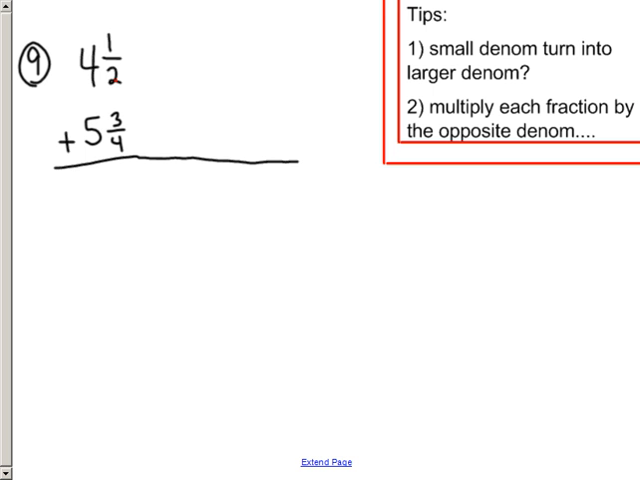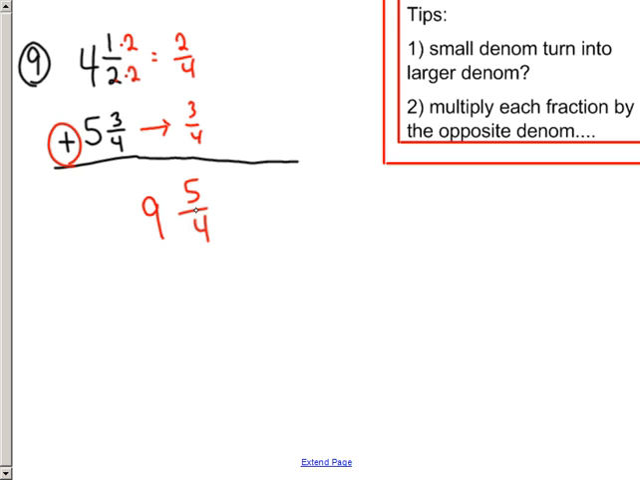Same thing here. I can make this 2 into that 4 by just multiplying it by 2. So that would be 2/4. Push this one on over. It's 3/4. We can go ahead and add. So 2 plus 3 is 5/4. And 4 plus 5 is 9.